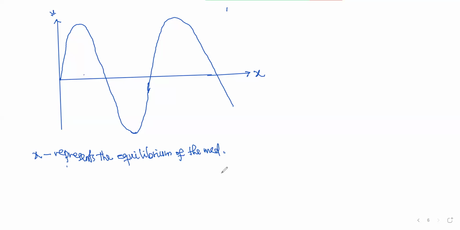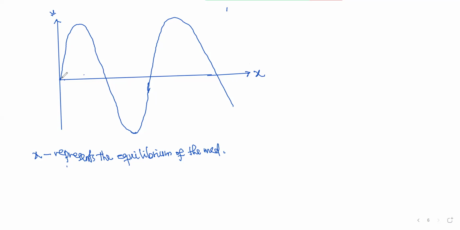When the medium is such that there is no external disturbance, there's no energy hitting the medium, and the particles of the medium are at rest, that is what is denoted by X. So when there is no windstorm splashing the surface of the water, water molecules are calm, they are at rest, and their position is what is represented by X. Please, are you okay?